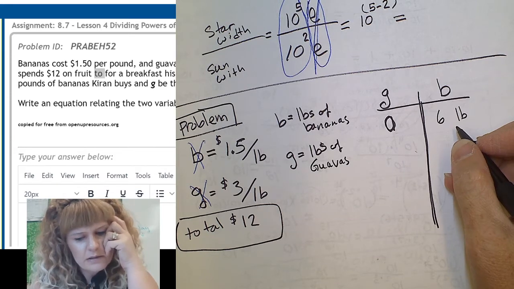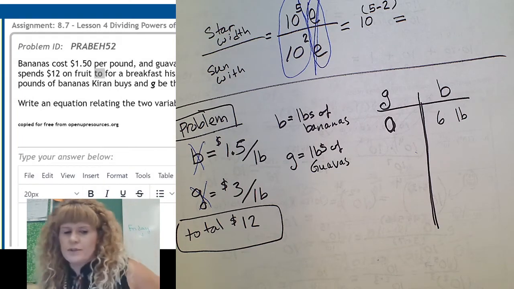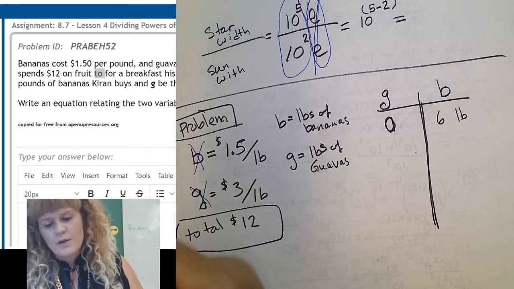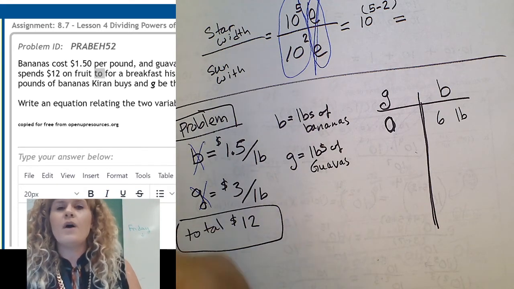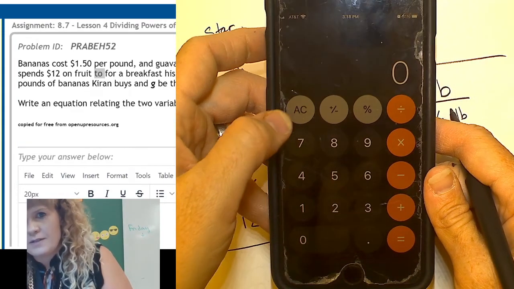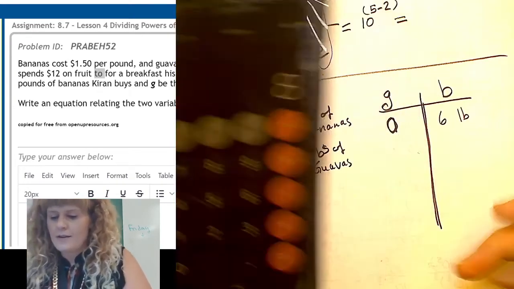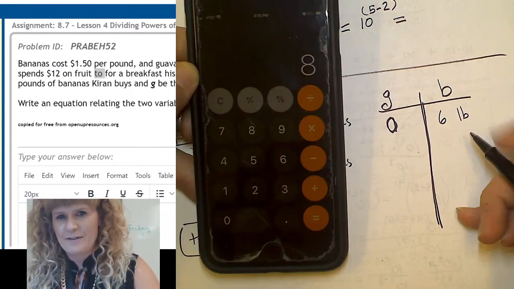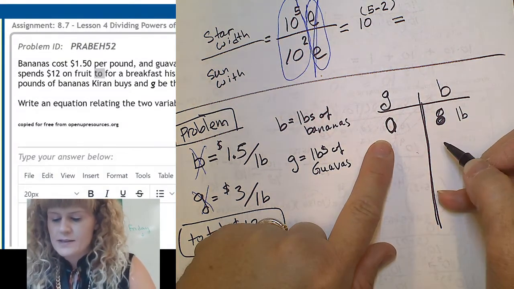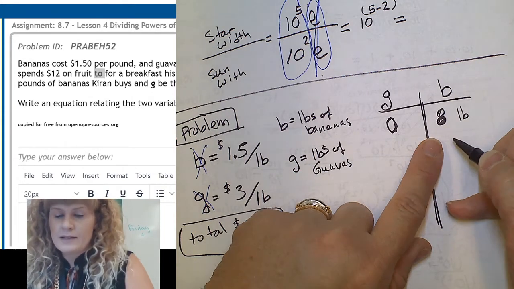Is that right? Yeah. No, 12. No. 24. Oh, no. I hate doing math in my head. I'm getting a calculator. $12 divided by $1.50. Oh, it's 9. Here, let me just do it real quick. $12 divided by $1.50 is 8. Dang it, how can I possibly be a math teacher? I hate math in my head. So let me say that again. If Kieran buys 0 guavas, he can buy 8 pounds of bananas.